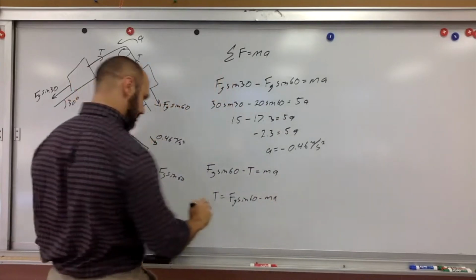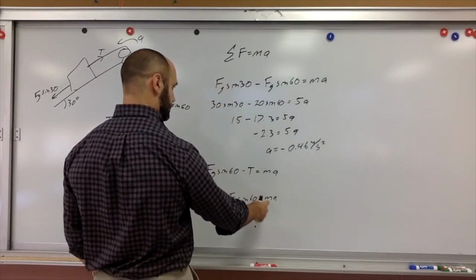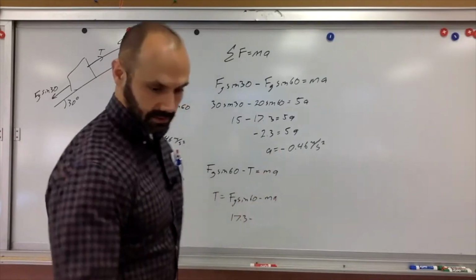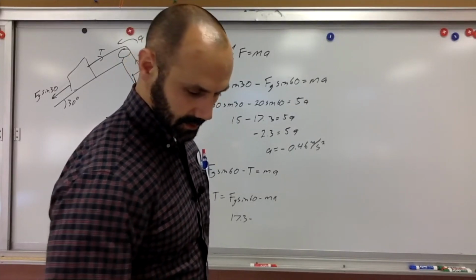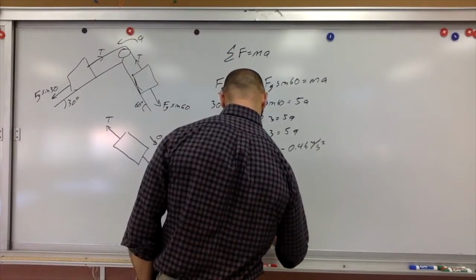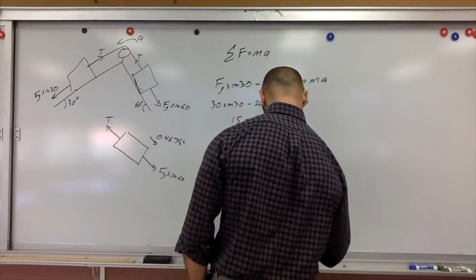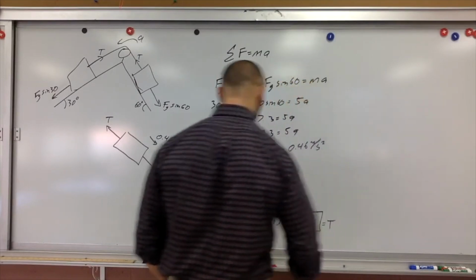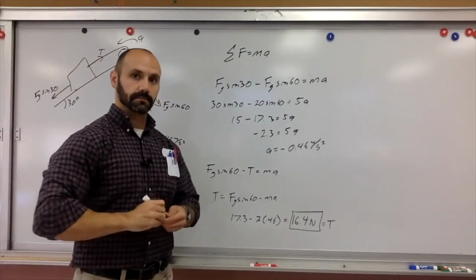Right, solve that. So this is 17.3 minus 2 times negative 0.46, which I don't have. But if you do that, minus 2 times 0.46, you should get 16.4 newtons, about. So that's what the tension is in the cord, and the tension is going to be the same in both places. Okay, and that's it.